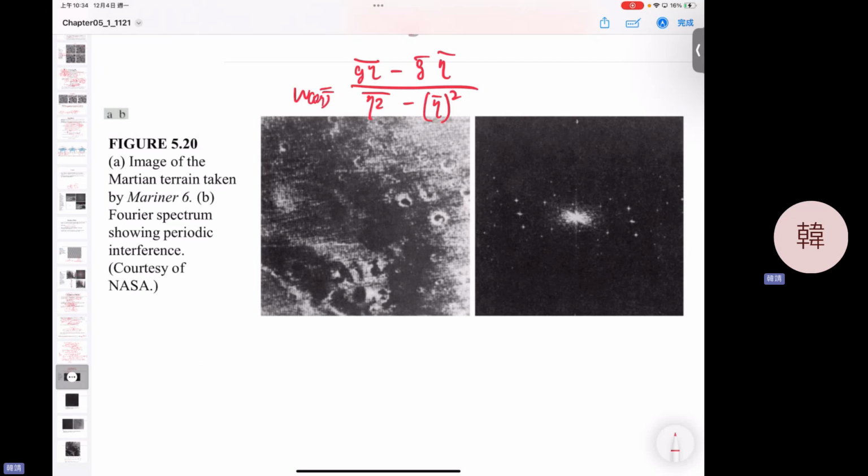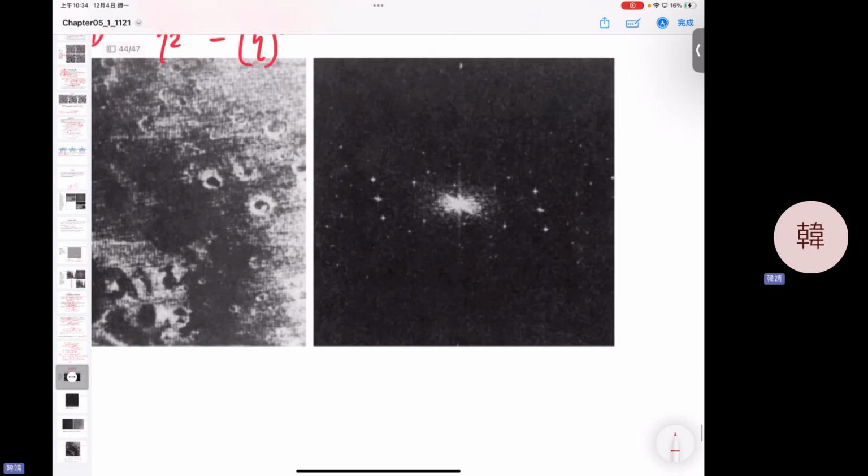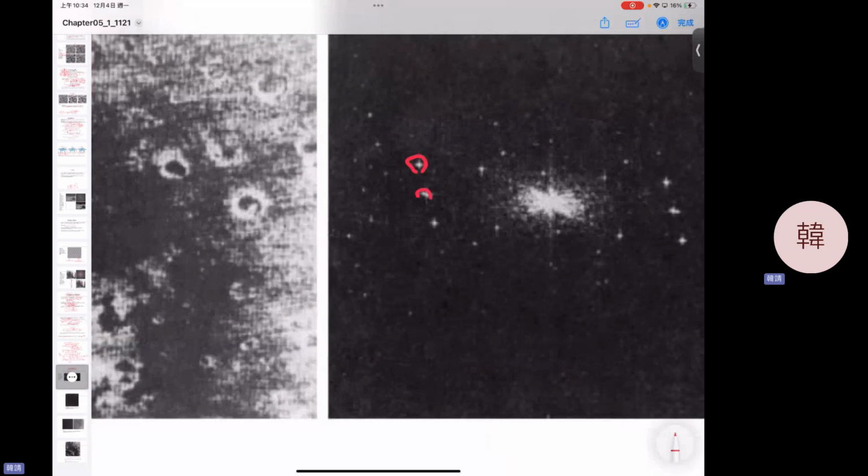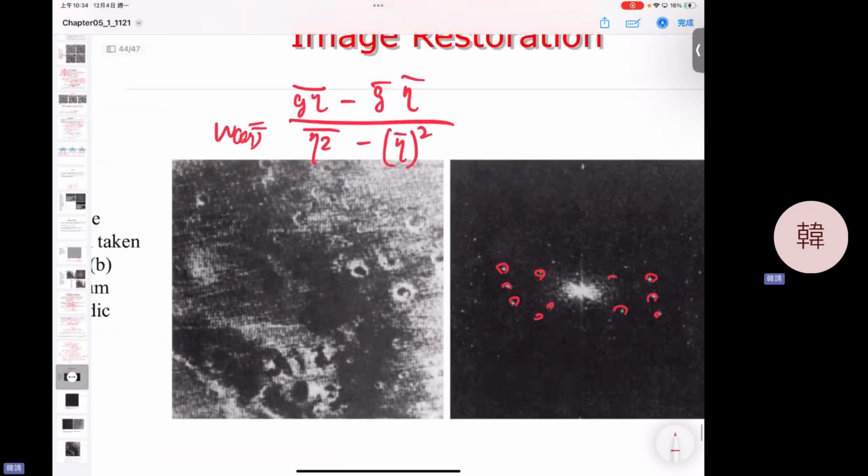So this is the image of the Martian terrain taken by the spacecraft, and the Fourier spectrum like this one. You can see that I can immediately obtain the sub-image with a pattern noise like this, right? Here are some spot noises. But unfortunately, part of this is also part of your original image. So if you just immediately remove all of this, maybe the result is not as good as you wish. But we can optimize this.